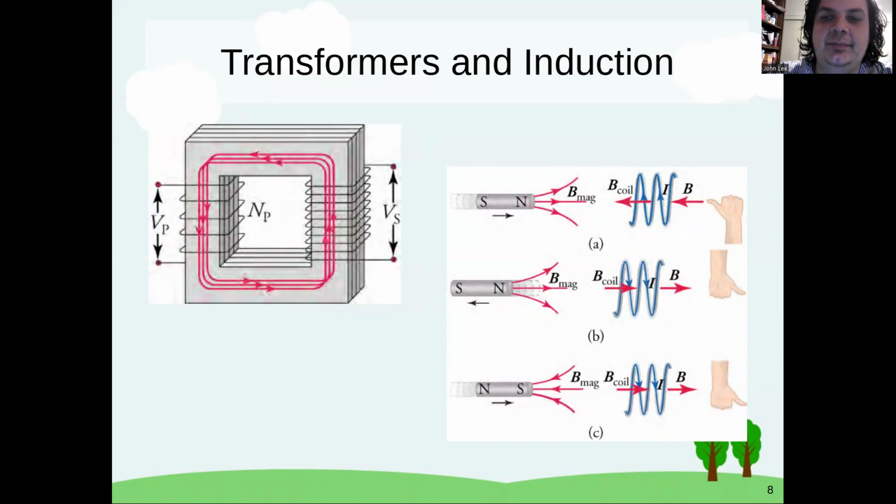then that's going to cause a current, which causes a magnetic field. As the magnetic field pointing to the right increases, so does the magnetic field pointing to the left caused by the current.